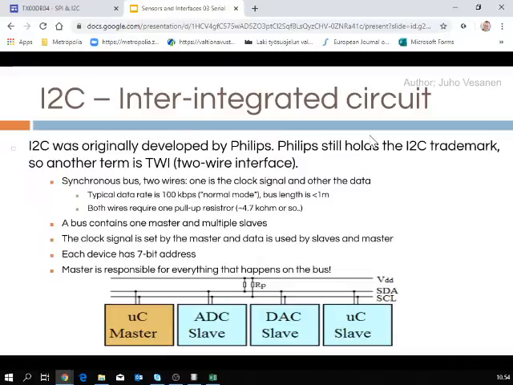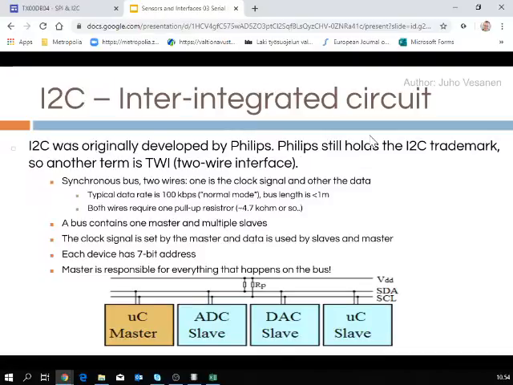But anyways, Philips made this I2C bus. It still holds the trademark. So if you are working for a company which is not a subsidiary of Philips, and you have a device, don't call it I2C. You can always use the name 2-wire interface for the interface. Then it's not a copyright violation.